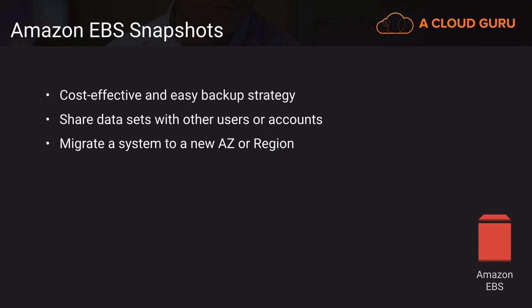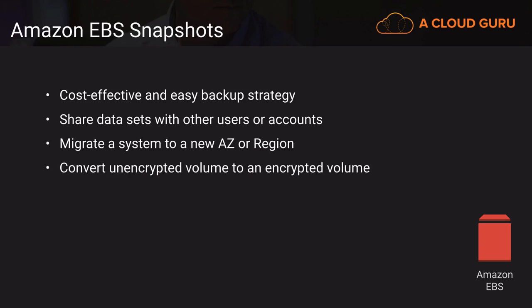As I said earlier, sometimes I'll accidentally create a volume in the wrong AZ. Well, if I didn't want to lose the data on that volume, I could create a snapshot and then recreate that volume in the new AZ or the new region exactly as it was when I took the snapshot. Snapshots are also handy if you want to convert an unencrypted volume to an encrypted volume. All you have to do is take a snapshot of your unencrypted volume, and then when you go to create a new volume, check the little checkbox that says encryption. Then your new volume will be encrypted, and you can mount that on your EC2 instance.